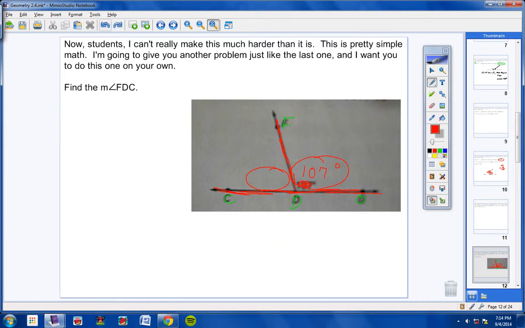And if they're a linear pair, then they're supplementary. So I know these two angles, when you add them together, are going to equal 180 degrees. So I'm simply going to take 180 minus 107 degrees, and I will get 73 degrees. Okay, so this angle right here is 73 degrees, because if you add these two angles together, you will get 180.